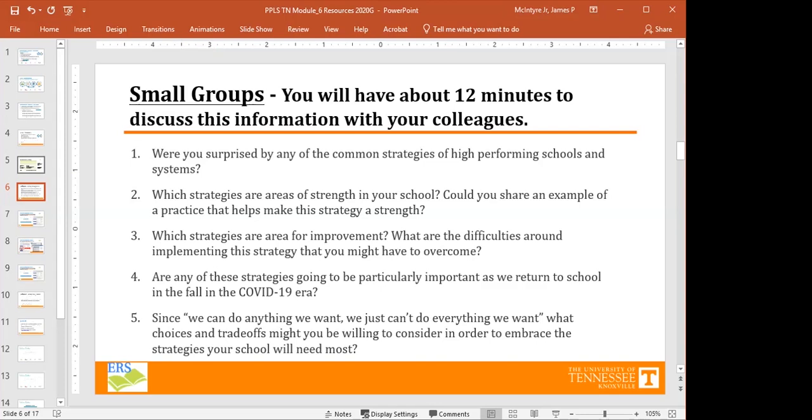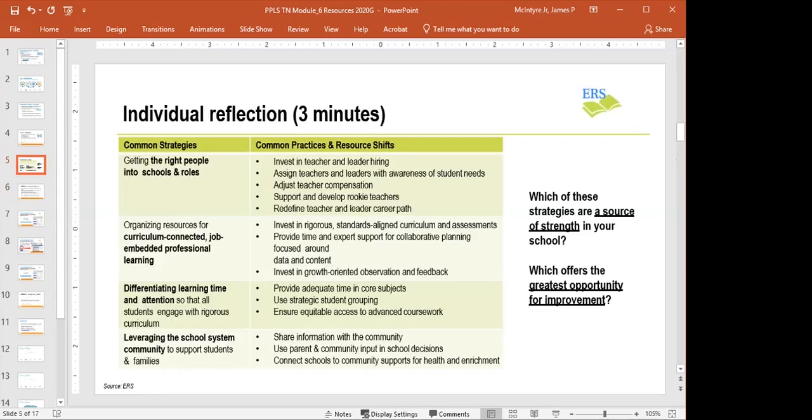But first, we're going to do about 3 minutes of quiet individual reflection on where you are in your school with regard to these strategies. So I'll give you 3 minutes from right now.